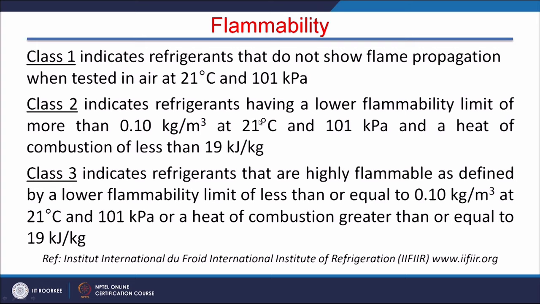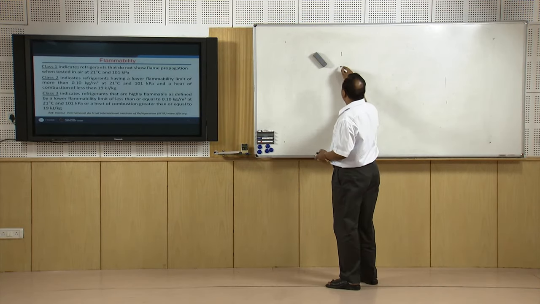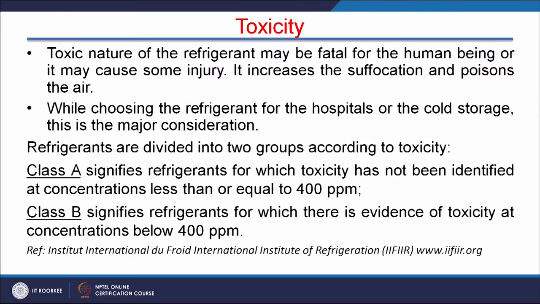Now, class 3 is a lower flammability limit of less than or equal to 0.1 kg per meter cube at 21 degree centigrade and 101 kilopascal pressure, and heat of combustion is more than 19 kilojoules per kg. So, there are three flammability classes: class 1, class 2, class 3. Now, toxicity has two classes, class A and class B.